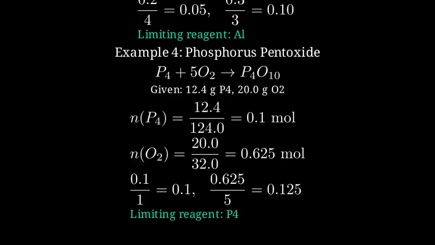Divide by coefficients. Phosphorus 4. 0.1 over 1 equals 0.1. Oxygen. 0.625 over 5 equals 0.125. The smaller value is phosphorus 4, so phosphorus 4 is the limiting reagent.